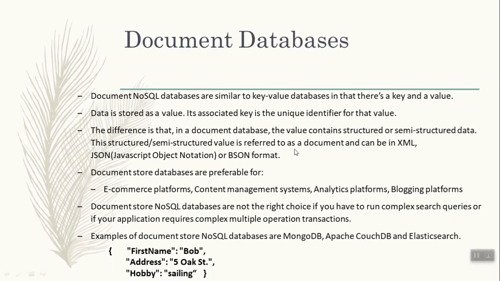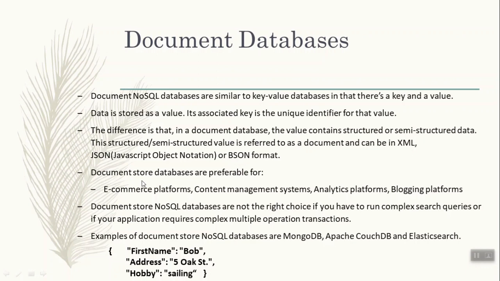Document database. Document NoSQL databases are similar to key value databases in that there's a key and a value. Data is stored as a value. Its associated key is the unique identifier for that value. The difference is that in a document database, the value contains structured or semi-structured data. This structured or semi-structured value is referred to as JSON or BSON. JSON is JavaScript Object Notation.